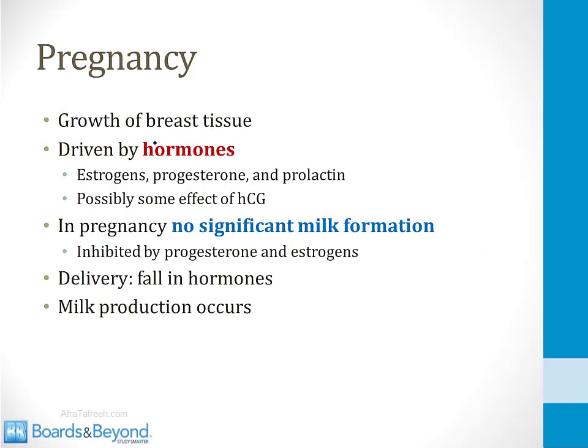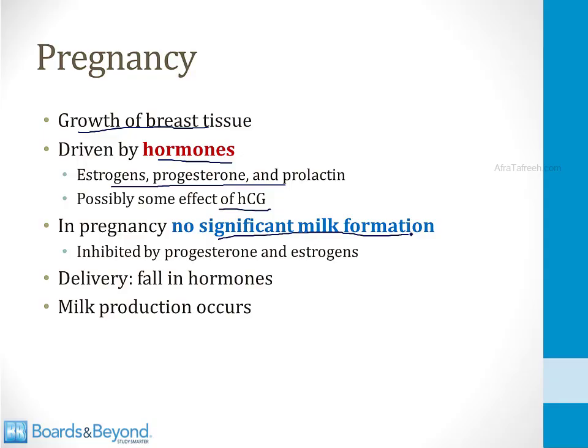So let's talk about breast tissue during pregnancy. There's growth of breast tissue in pregnancy, and this is driven by hormones, as we just discussed. It's mostly driven by estrogens, progesterone, and prolactin, although there may be some effect of HCG as well. Importantly, however, in pregnancy, there's no significant milk formation, and this should make sense to you.